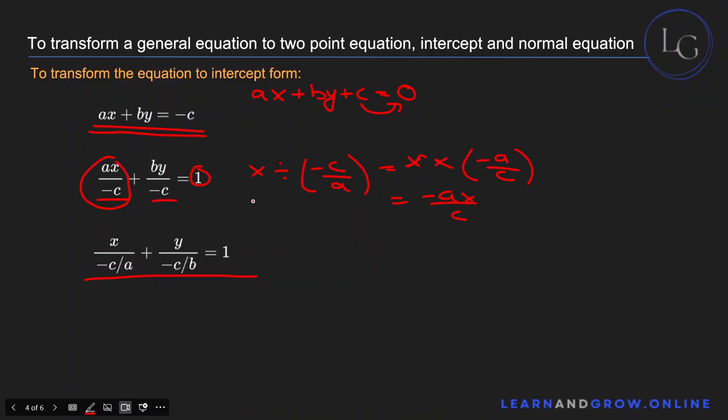So all you need to do is, instead of writing minus ax over c, just write x over negative c over a. And instead of writing by over negative c, just write y over negative c over b. And hence, you'll eventually end up with the intercept form.